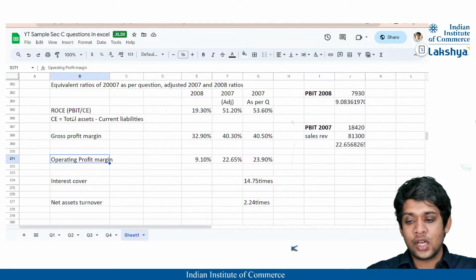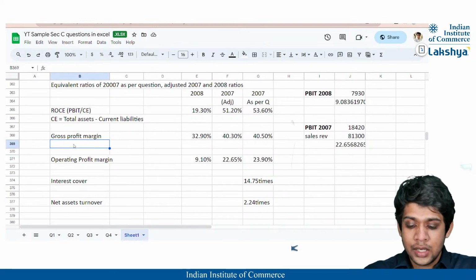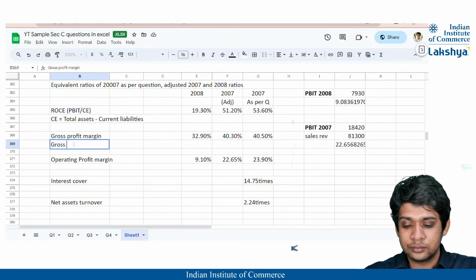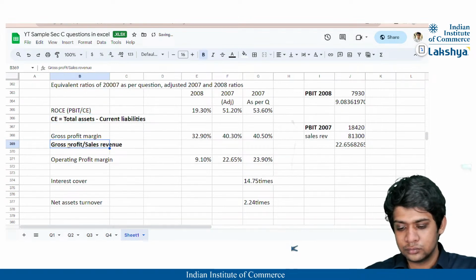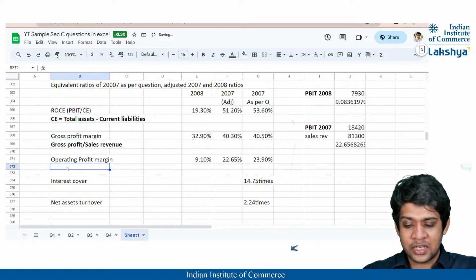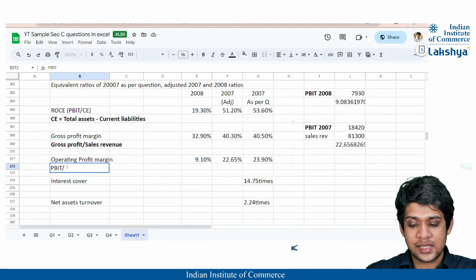Now moving on to the interest cover. So guys, gross profit margin also, the formula I'll state here. It is gross profit divided by sales revenue. Okay. You don't need to mention the formulas. I am just clarifying the values here. Operating profit is profit before interest and tax, or profit from operations, whatever you want to call it, divided by sales revenue.